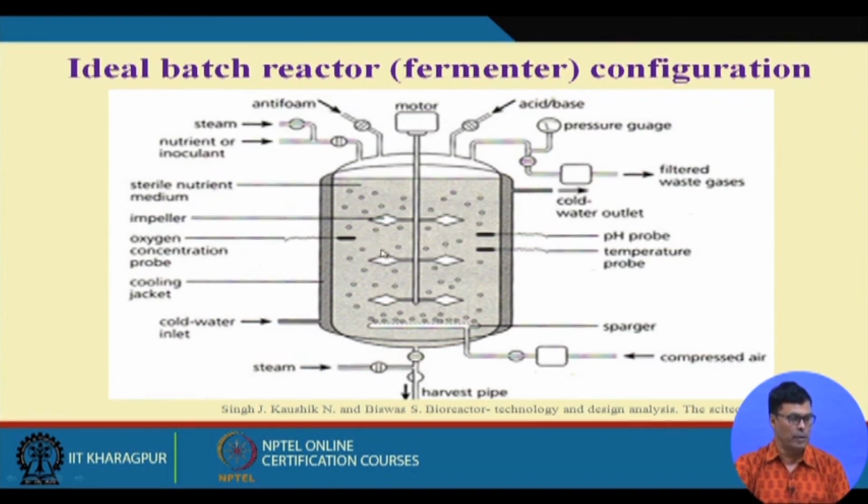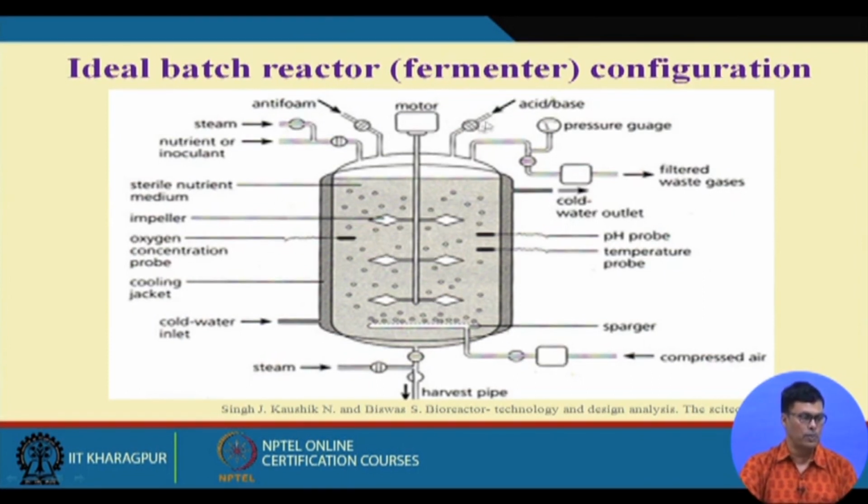Then we have different monitoring systems. We have a temperature monitoring system. With the help of a thermostat, we can monitor the temperature. We have a pH probe, so we can monitor the pH of the reactor, and there is the oxygen probe that will determine the dissolved oxygen concentration. So these are the different arrangements we have in the reactor.